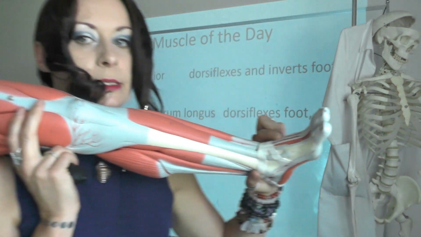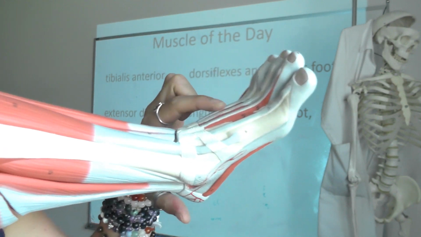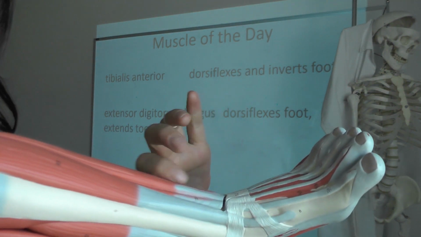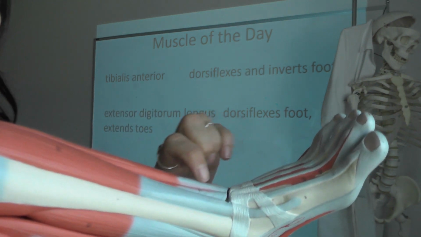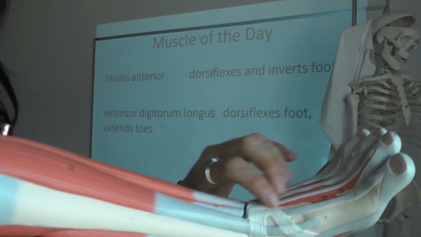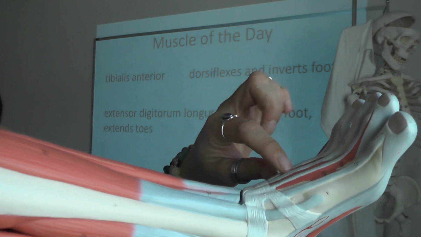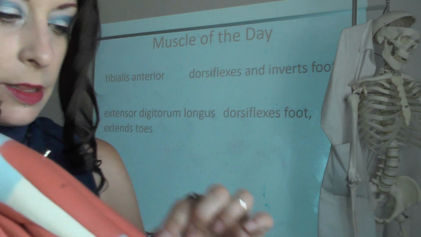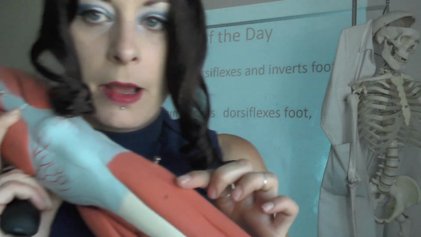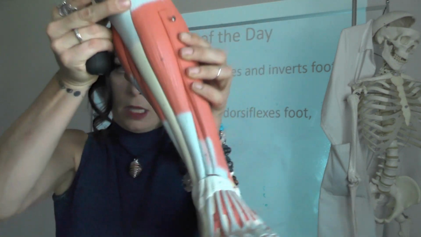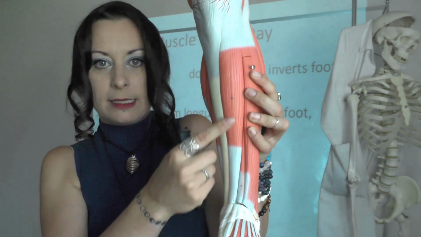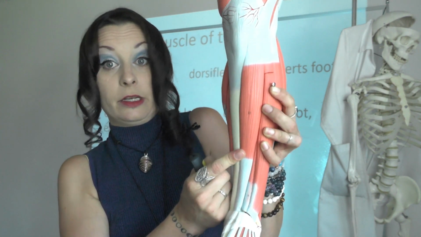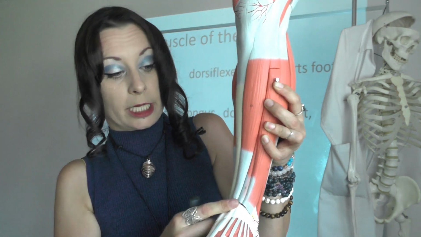Extensor digitorum longus, how are we going to know this? So your digits are your toes, and they've got these tendons that attach to extensor digitorum longus, and when it contracts up here, it's going to pull your toes up there. So to find extensor digitorum longus, we just have to look for those tendons and follow them up. So this is extensor digitorum longus, and this is tibialis anterior. It's anterior and next to your tibia, and these are the muscles that we're looking at today.